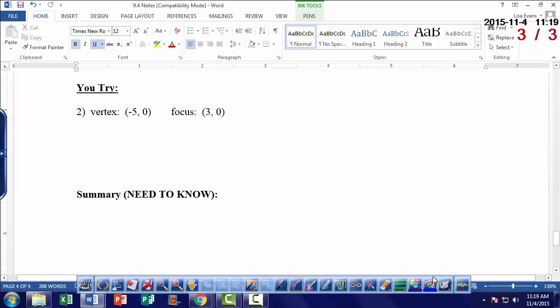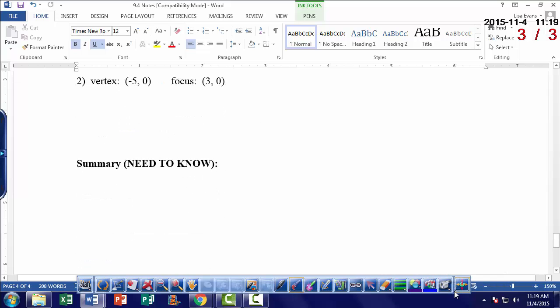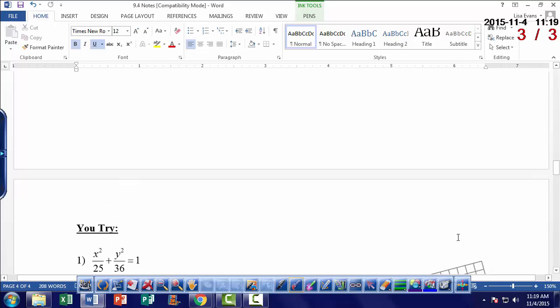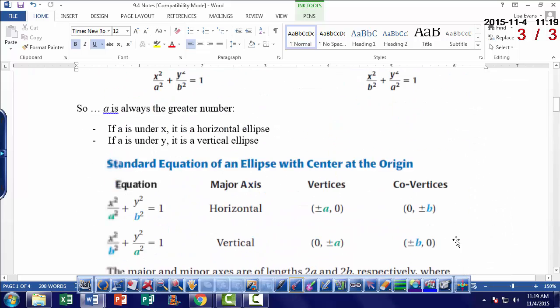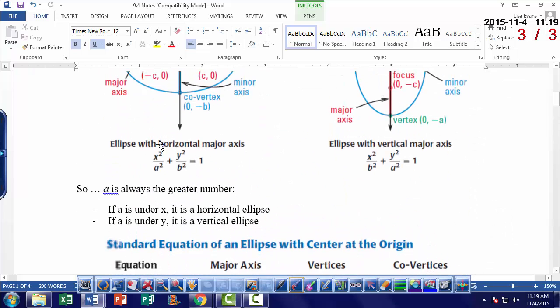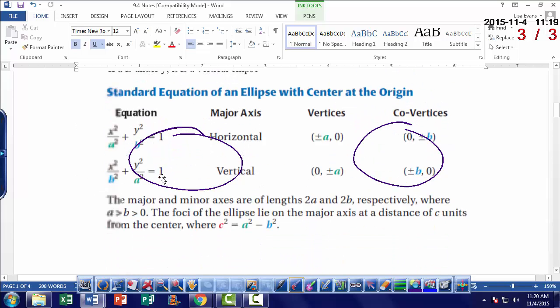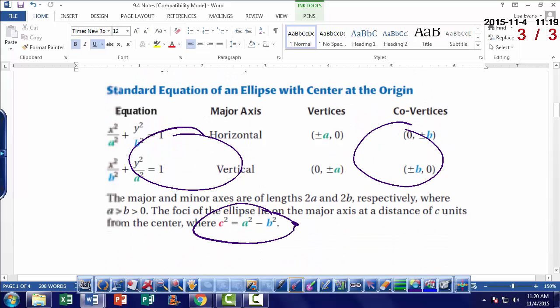I want you to pause the video and try the U-try on your own. What you need to know today is, if we go back to the front page, you need to know this information. You need to know the horizontal ellipse and the vertical ellipse. You need to know how we recognize if it's horizontal or vertical, so the bigger number would be under the corresponding axis, the x-axis or the y-axis, and you need to know the equation for the foci.